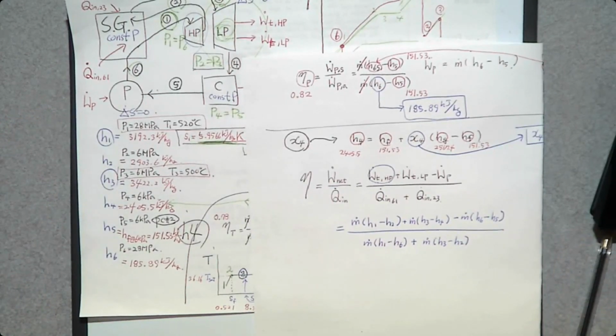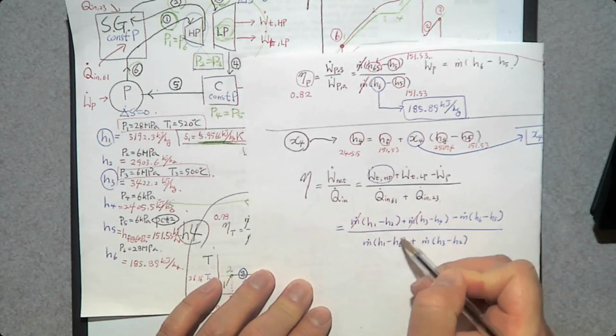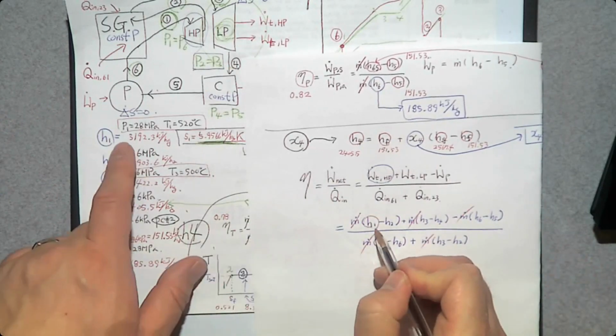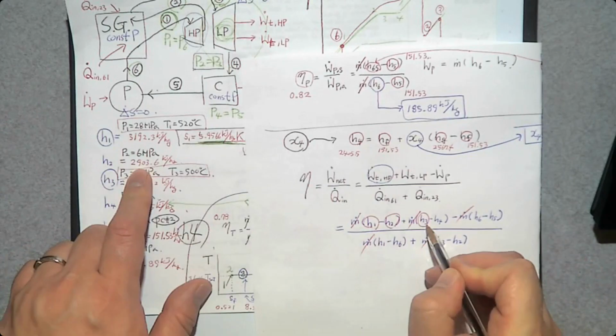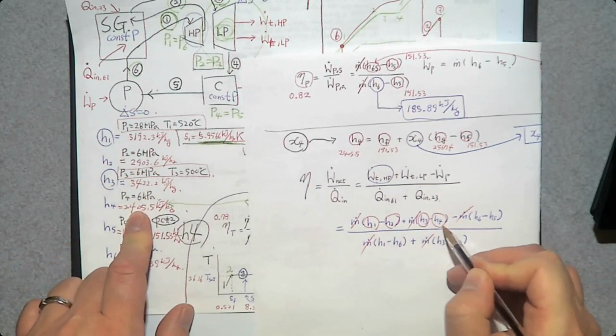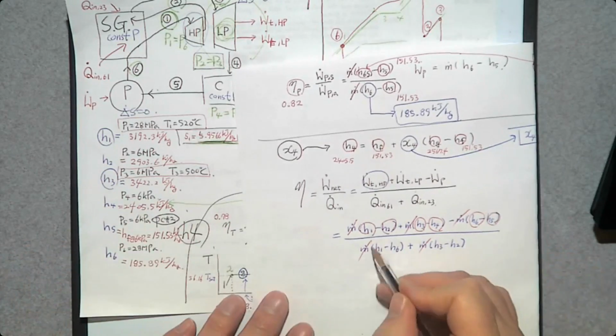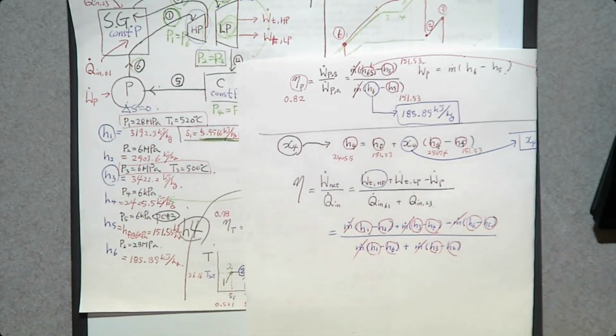So this is how you determine the thermal efficiency. We can cancel m dot, and H1 here, H2 here, H3 here, H4 here, H6, H5. So everything is given. We already found them. So you can calculate the thermal efficiency. Okay. By the way, I don't know the thermal efficiency. It's not given here, but you can calculate them, right?